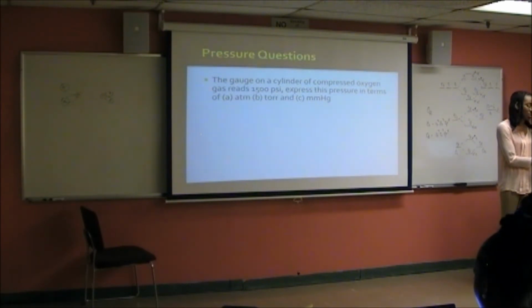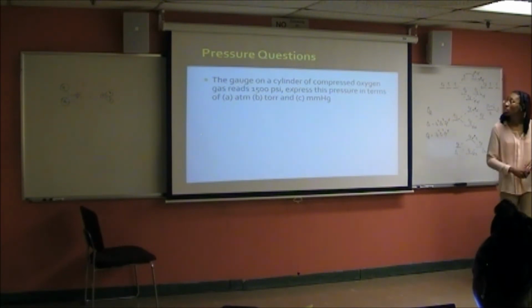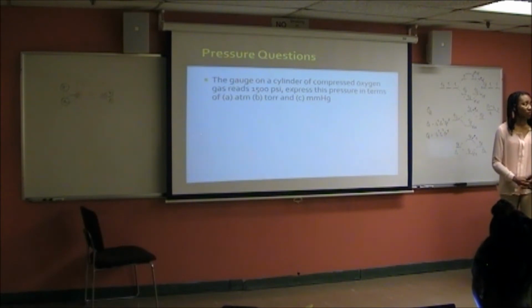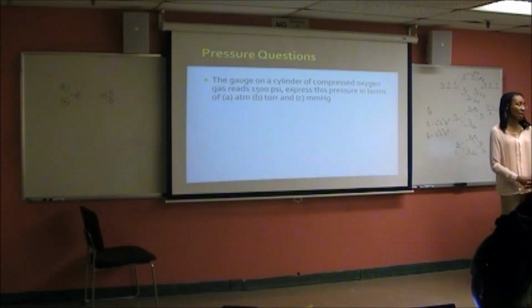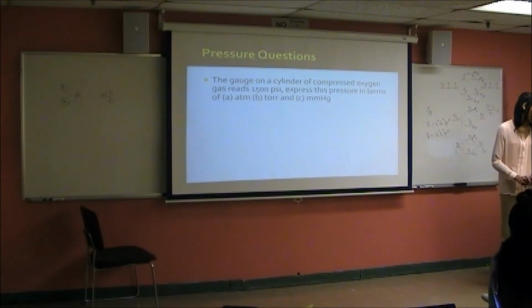300 atms. 1500 atms. Divided by 4. I don't know if that makes sense. 1500 atms. You said 1 psi is equal to 1 No. atm, right? No, 14.7 psi is equal to 1 atm.